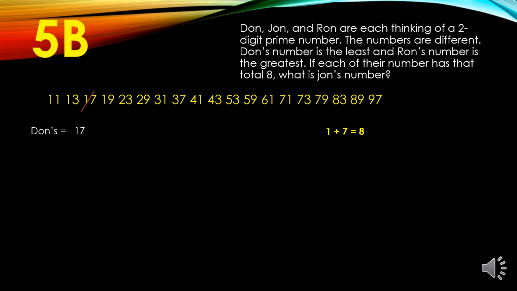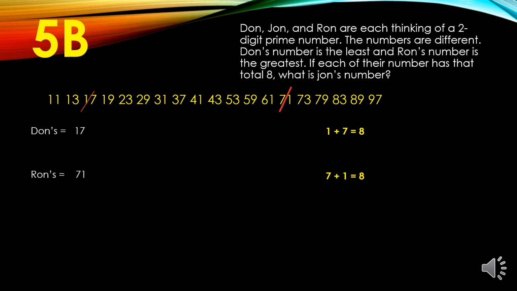Now the next in the problem, it states that Ron's number is the greatest. So we will start from the right. 9 plus 7 isn't 8. 8 plus 9 isn't 8. 8 plus 3 isn't 8. 7 plus 9 isn't 8. 7 plus 3 isn't 8. 7 plus 1 will give us 8. So 7 plus 1 is equal to 8. That would be the number of Ron's. So Ron's number is 71.